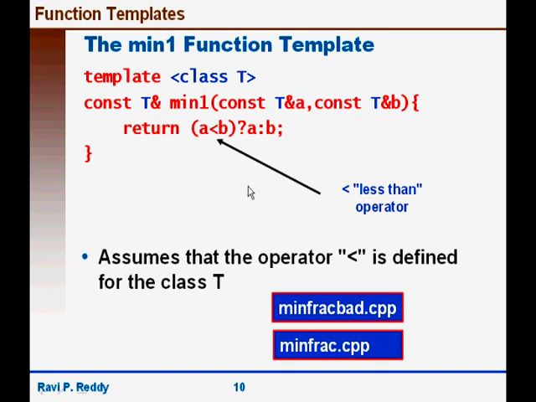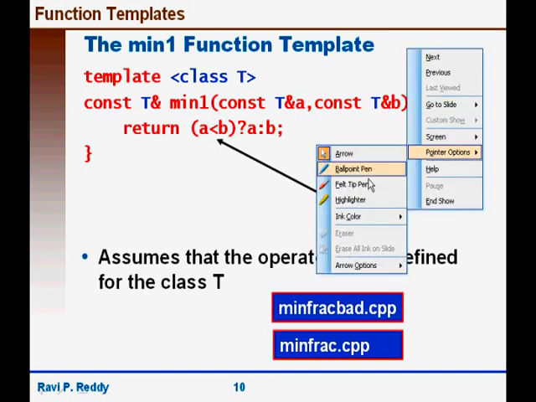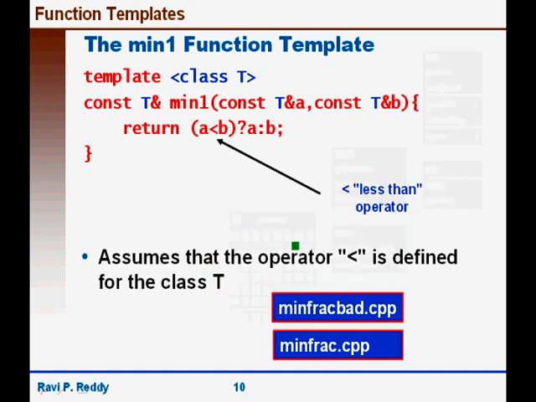Let's look at the min1 function template. Here's the min1 function template, takes two arguments a and b, and here's the code. So here, whatever be the type of the object a and b, we are doing an operation a less than b. That means this operation of less than should be defined for the class to which a and b belong. That means if a and b belong to a class T, this operation must be defined for the class. If it is not defined, the program will not compile. Now let's look at an actual programming example to see how it works.